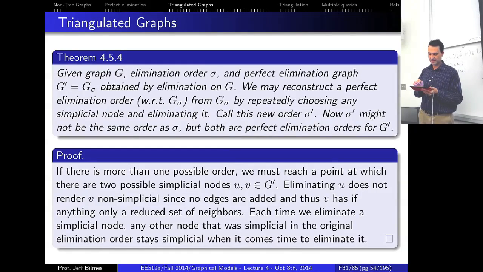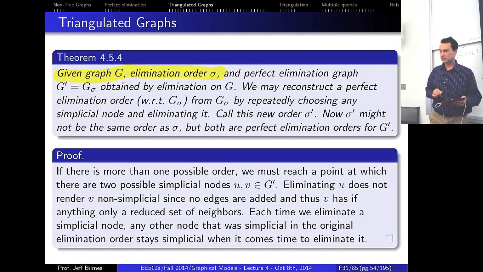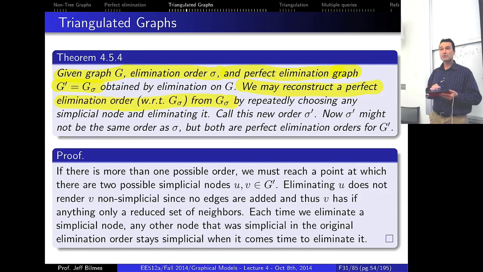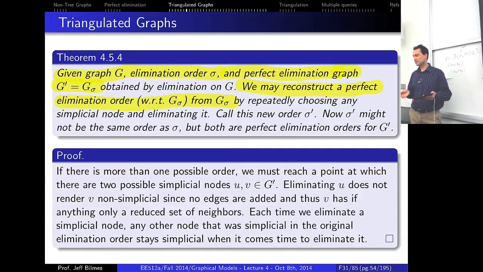So now this theorem says the following. You're starting with a graph G and an elimination order sigma, and then you eliminate that and you get this perfect elimination graph G prime, which is G sigma. So we may reconstruct a perfect elimination order. Once we've got the reconstituted graph G prime, we can then reconstruct a perfect elimination order with respect to G sigma, or the reconstituted graph.